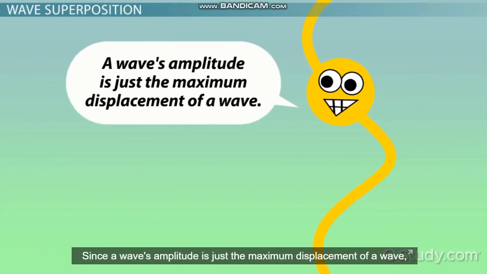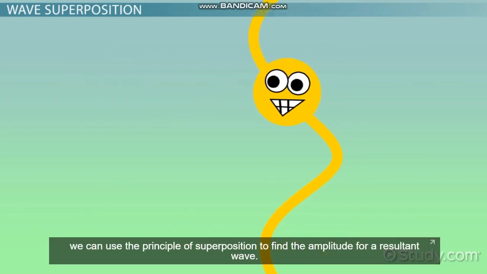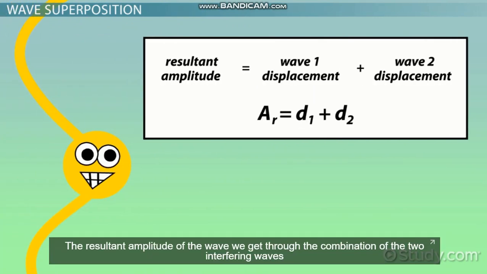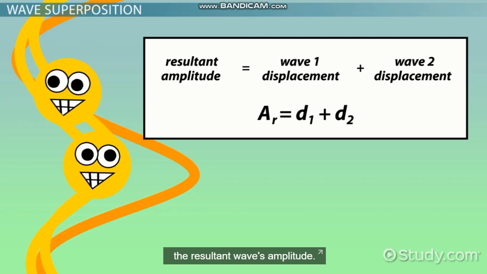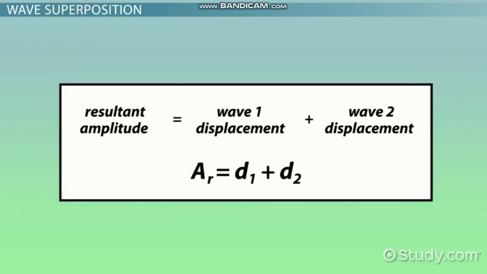Since a wave's amplitude is just the maximum displacement of a wave, we can use the principle of superposition to find the amplitude for a resultant wave. The resultant amplitude of the wave we get through the combination of the two interfering waves is equal to the addition of the displacements of those two waves at the same location as the resultant wave's amplitude. A sub r equals d sub 1 plus d sub 2.